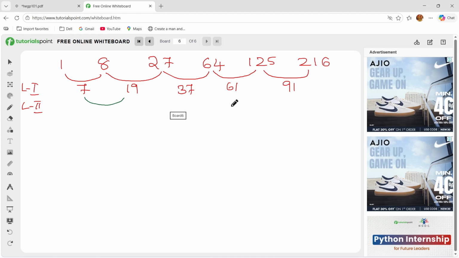If we subtract these again you will get 12. This is 37 minus 19, you will get 18. Then 61 minus 37, you will get 24. 91 minus 61, you will get 30.